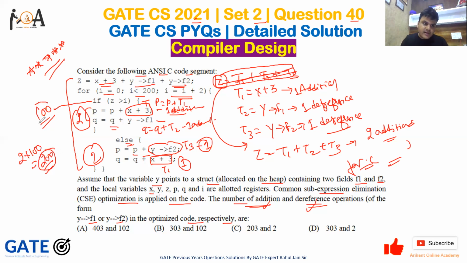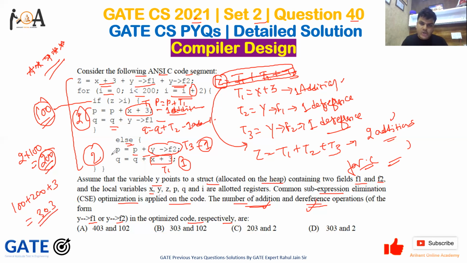Now, if this loop runs 100 times, then this increment addition will run 100 times. So total additions, if you count, 100 plus 200, and before this loop we have two additions plus one addition, that is three additions. So total 303 additions are definitely required.